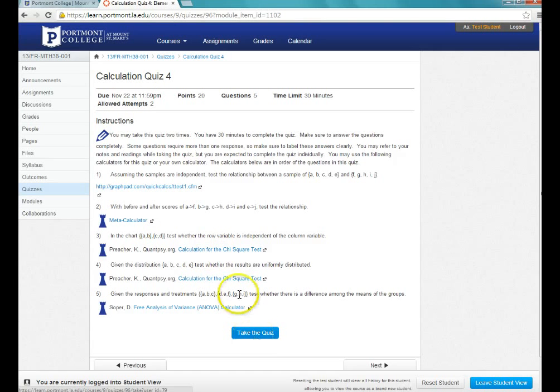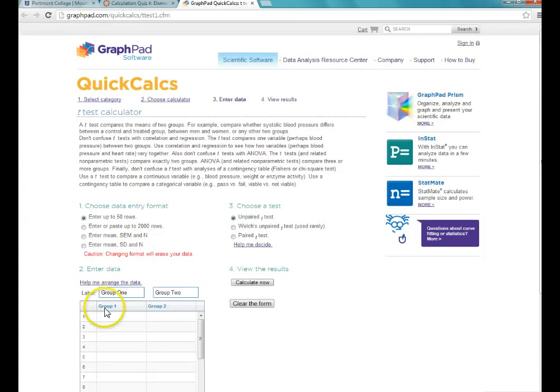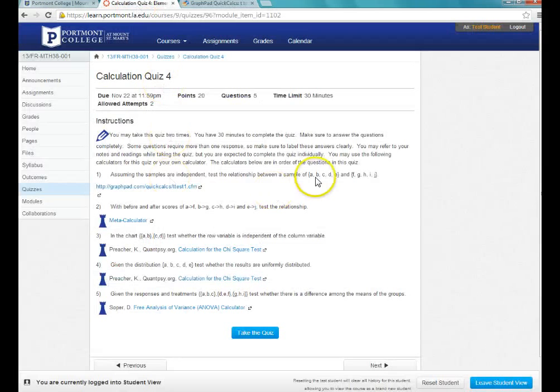Before I even take the quiz, I see up here that problem number 1 on the quiz is going to be: assuming the samples are independent, test a relationship between these samples that seem to have about 5 numbers in them. And then there's a linked calculator. So the first thing I do is go over there and see if I can understand how this calculator works. It says a little blurb up here about how it's working, but as I could see from the example, there are going to be sets of just 5 numbers here.